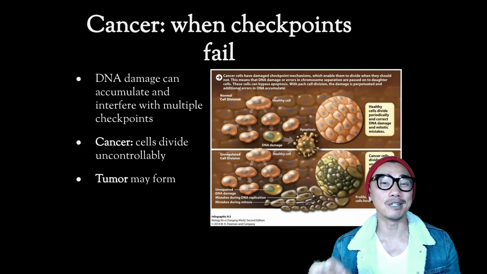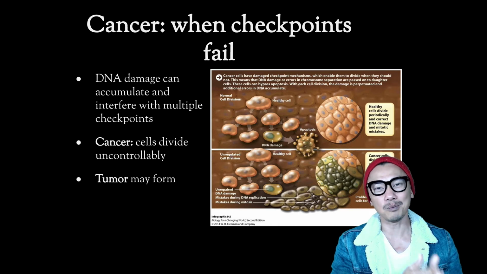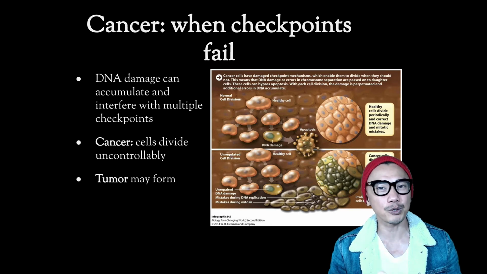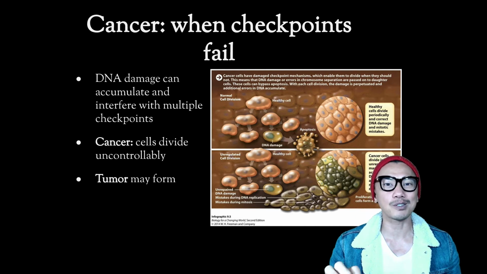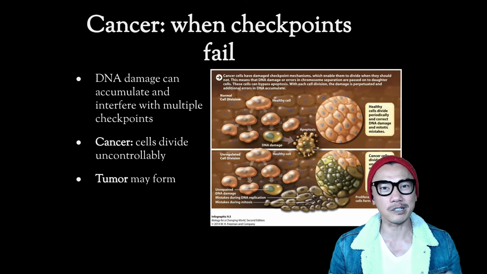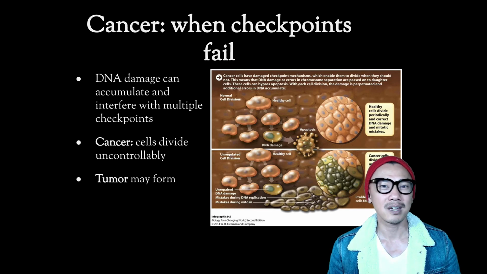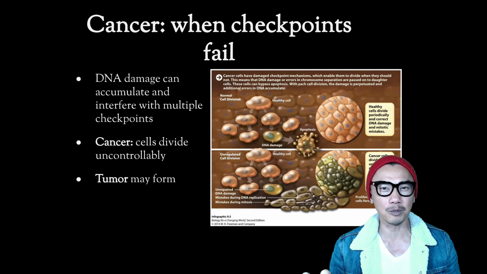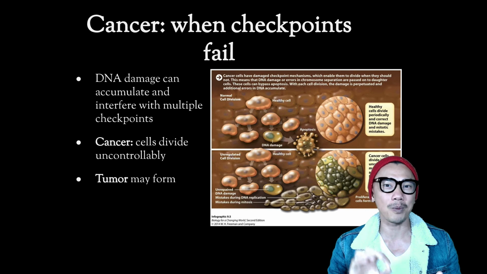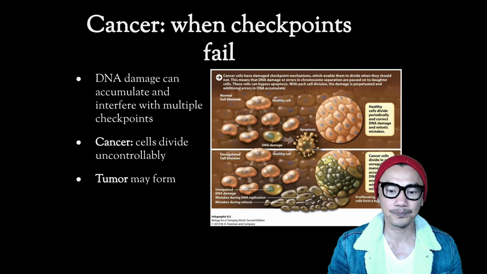DNA damage can accumulate over time and over one's life. It can begin to interfere with multiple checkpoints. If the DNA damage affects proteins that oversee the cell cycle checkpoints, cancer can result. Cancer is a condition in which cells divide uncontrollably. As they divide, the cancer cells can form a mass. This mass is called a tumor.